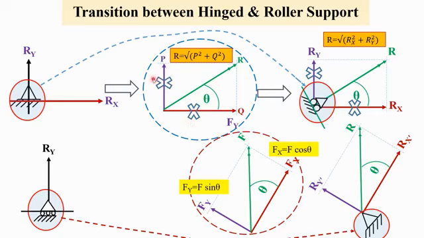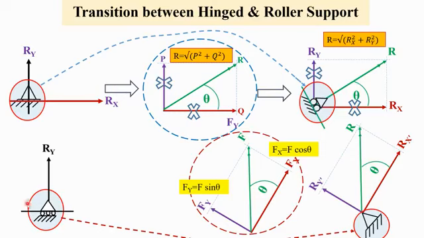So we can very well discard these two and write this reaction. So the two reactions are converted to one reaction. Similarly, Ry and Rx will be converted to R with an angle theta with X. So we can say it is also a roller support. It behaves like a roller support in this direction because a roller support has only one reaction, perpendicular to the plane of action.